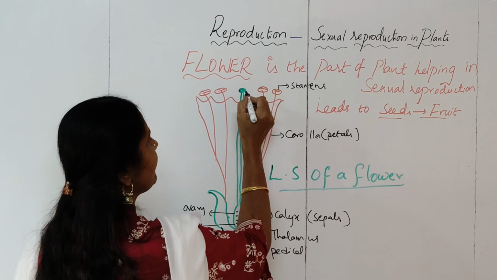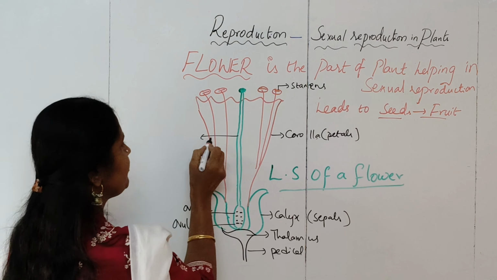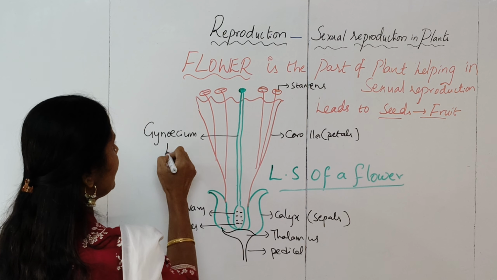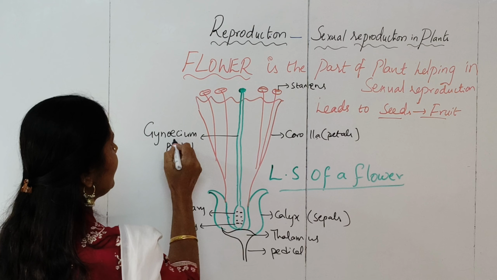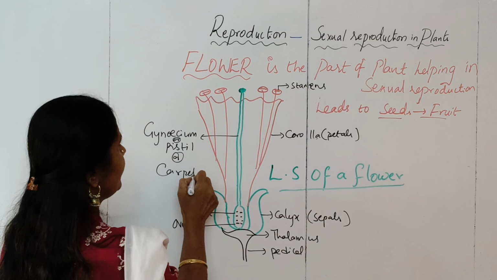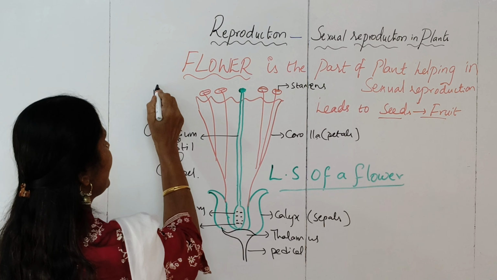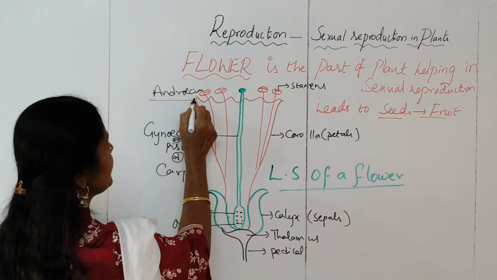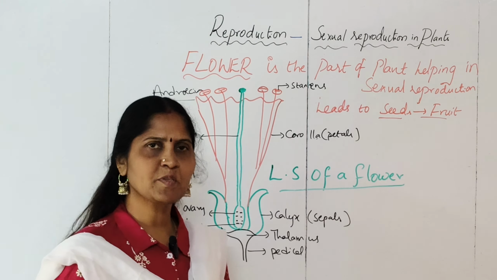Then this part is the gynoecium, the female part. It is called the gynoecium, or the pistil, or the carpel. Stamens are also called the androecium. Stamens are also called the androecium portion. So I hope you remember all the names like that.